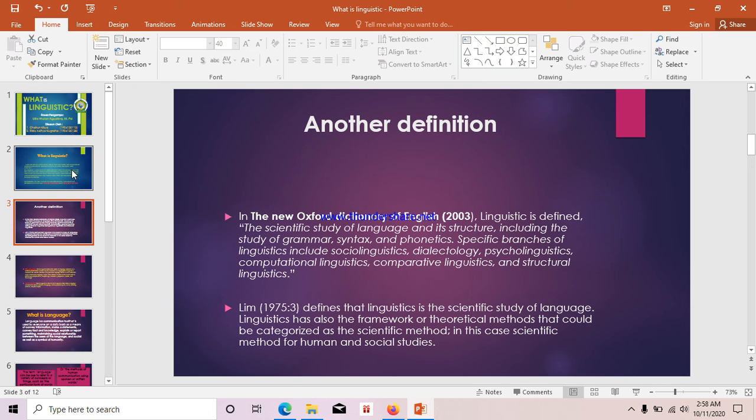Lim defines that linguistics is the scientific study of language. Linguistics has also the framework or theoretical method that could be categorized as the scientific method. In this case, scientific method for human and social studies.